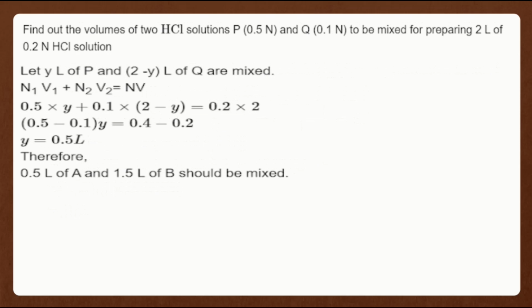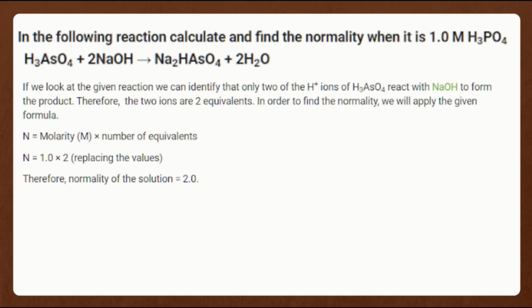Find out the volumes of two HCl solutions, P 0.5 normal and Q 0.1 normal, to be mixed for preparing 2 liters of 0.2 normal HCl solution. Let Y liters of P and 2 minus Y liters of Q be mixed. N1V1 plus N2V2 is equal to NV. Therefore, 0.5 into Y plus 0.1 into 2 minus Y is equal to 0.2 into 2. 0.5 minus 0.1 into Y is equal to 0.4 minus 0.2. Therefore, Y is equal to 0.5 liters. Hence, 0.5 liters of P and 1.5 liters of Q should be mixed.